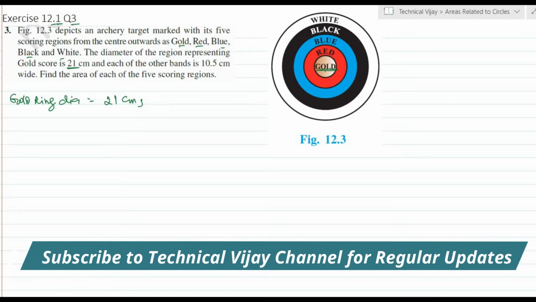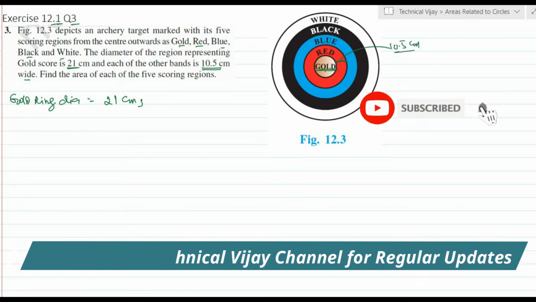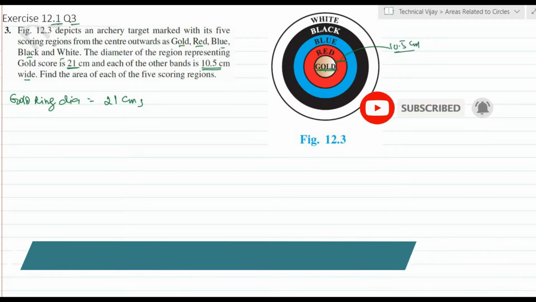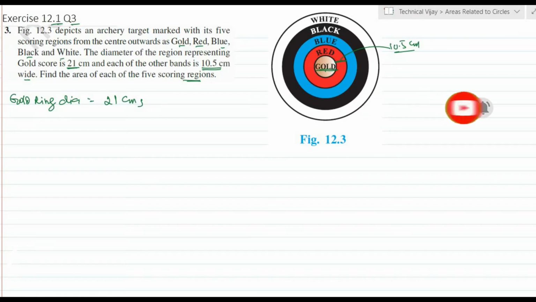And each of the other bands is 10.5 centimeter wide. That is, here the width of each of the other bands is 10.5 centimeter. So here this length is 10.5 centimeter. So find the area of each of the 5 scoring regions. So each area we have to find out.